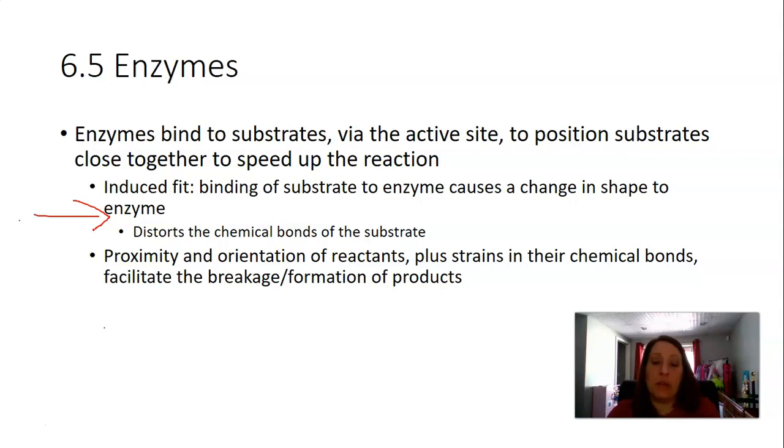Now, the enzyme might speed up the reaction again by just contorting those bonds. It may also, if there are multiple reactant molecules, bring them closer together, so closer proximity, or it may just orient them perfectly. Okay, all of that will lead to speeding up the chemical reaction, an increase in rate.